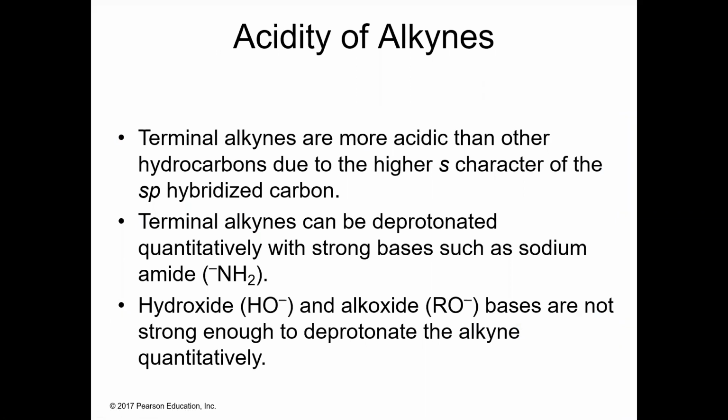So terminal alkynes are more acidic than other hydrocarbons due to the higher s character. If the hybridization is sp, the s character is 50%. For an sp3, the s character is 25%. You've got one s and three p's, so 25%. Terminal alkynes can be deprotonated quantitatively with strong bases such as sodium amide, NH2 minus. That's the conjugate base of ammonia. Hydroxide and alkoxide bases are not strong enough to deprotonate the alkyne quantitatively.